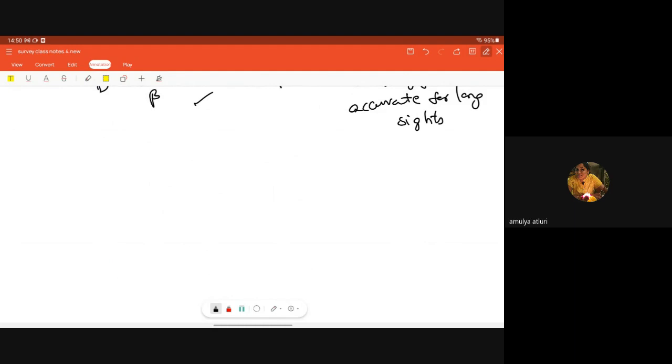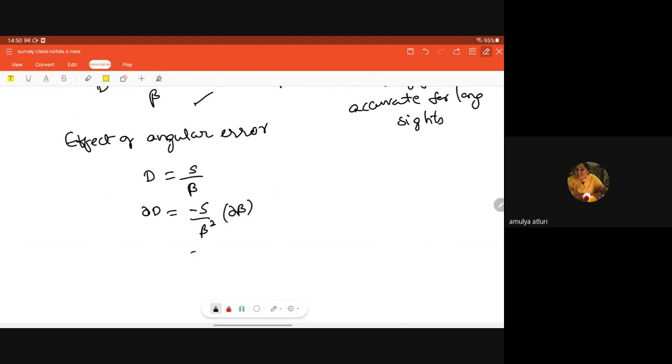Next, effect of angular error. So this is nothing but D is equal to S by B. We have seen it, right? So let's differentiate it to minimize the error. We know that square into eta B is equal to minus 1 by beta into S by beta into dB, d beta. So my differentiation value is beta by beta.